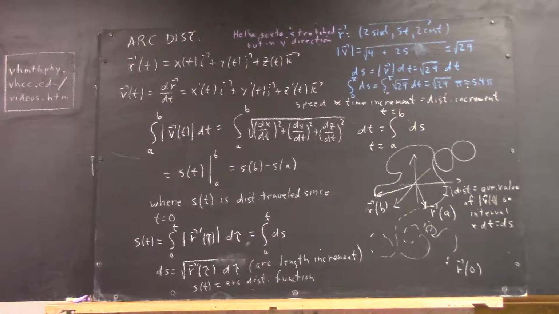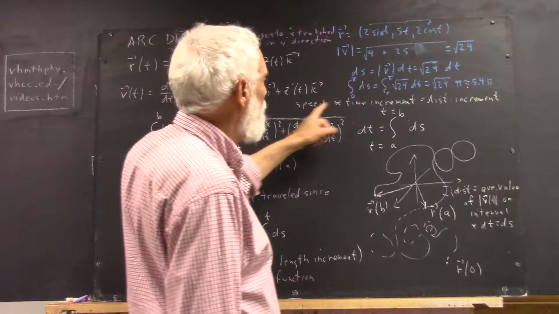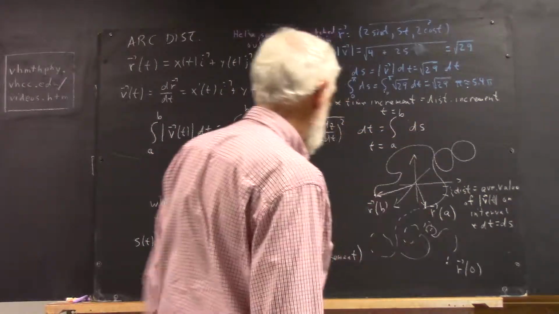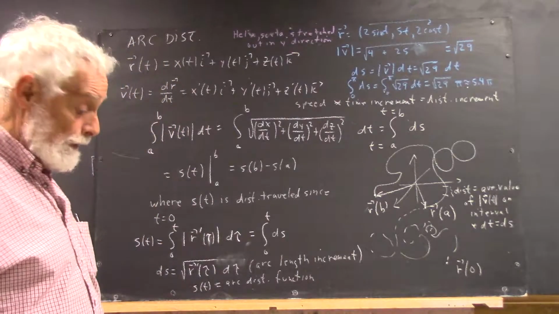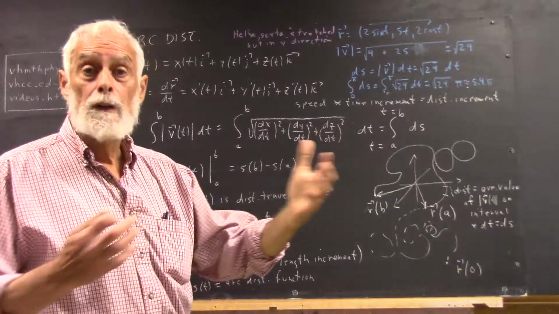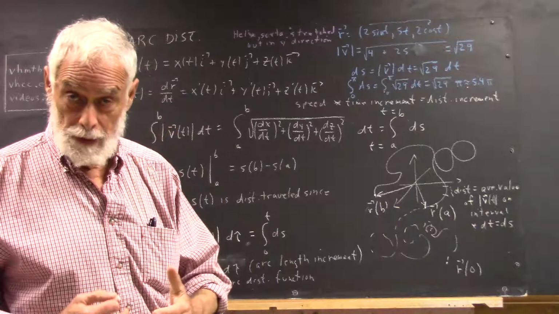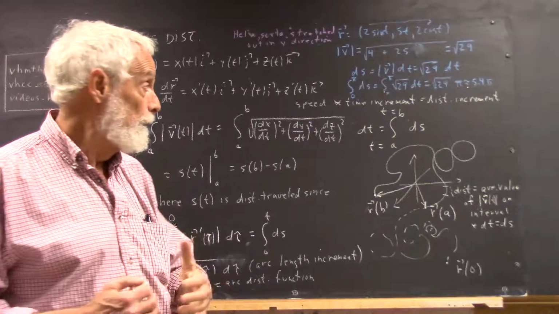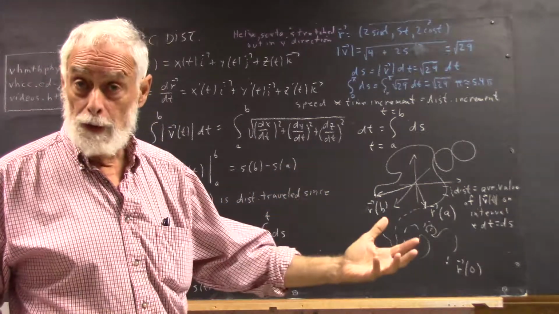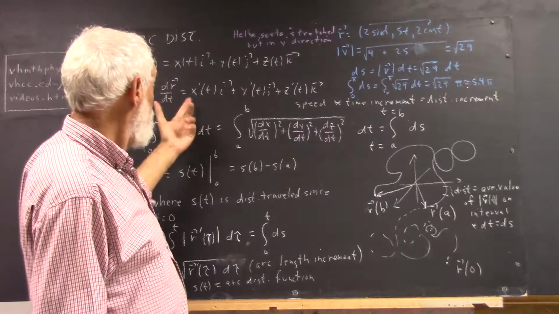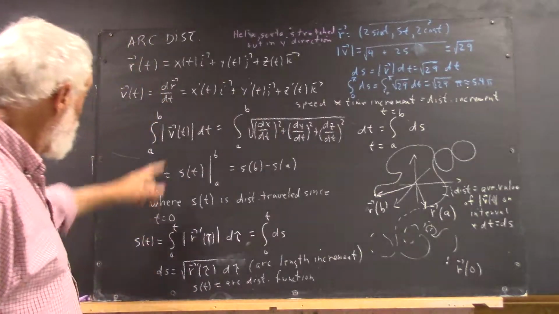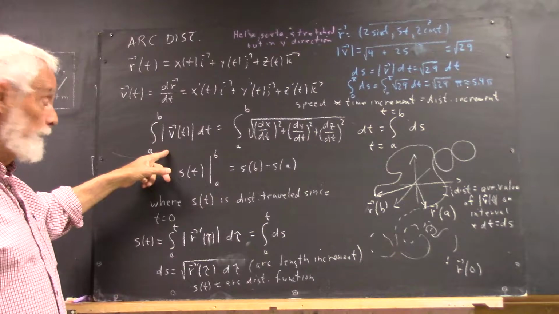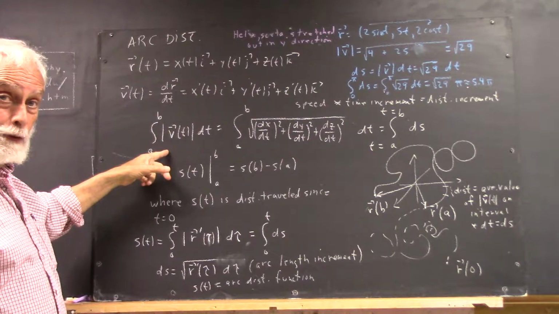Okay? Now, if you multiply speed by time increment, you get the distance increment. In other words, in a short time, how far do you move? Well, you multiply that short time interval by your speed, and that's how far you move. What's the speed function here? Well, the speed is the magnitude of the velocity.